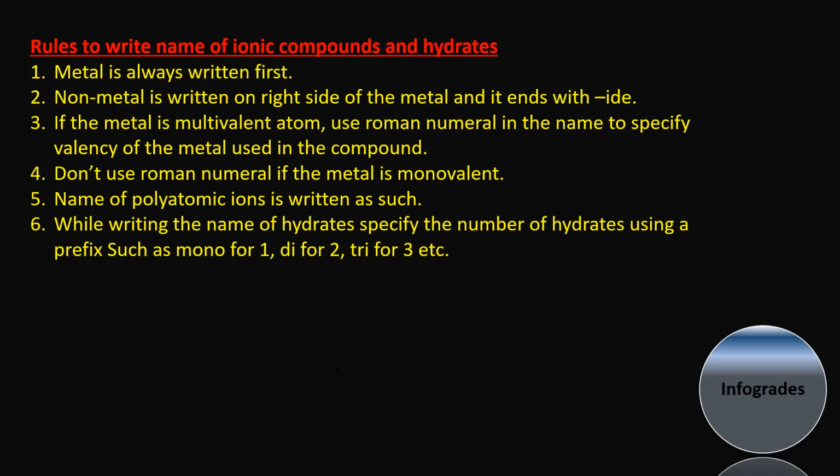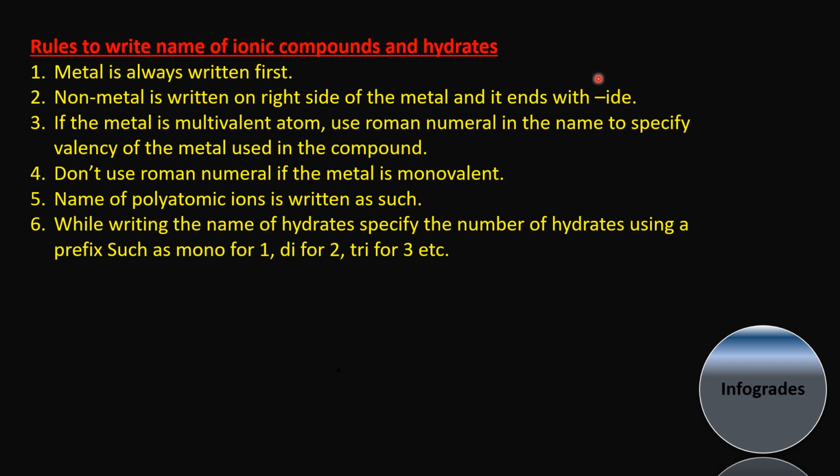Likewise, as we have learned to follow some rules to write the formulas if the name is given, now we will learn how to follow some rules if the formula is given and we are writing the name of the compound. First thing is the metal is always written first, since the metal is on the left side. We don't change the name of the metal, but we do change the name of the non-metal. If the non-metal is oxygen, it will become oxide. Phosphorus will become phosphide, nitrogen, nitride, sulfur, sulfide, like that.